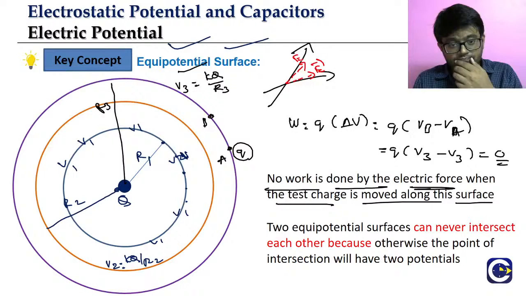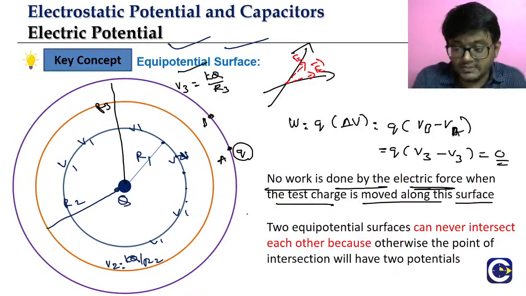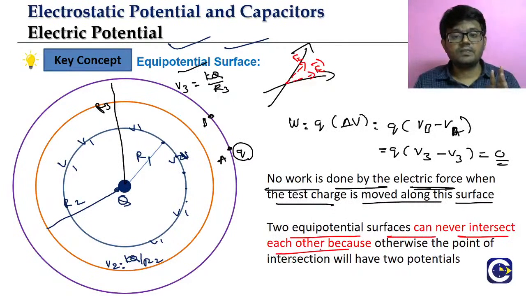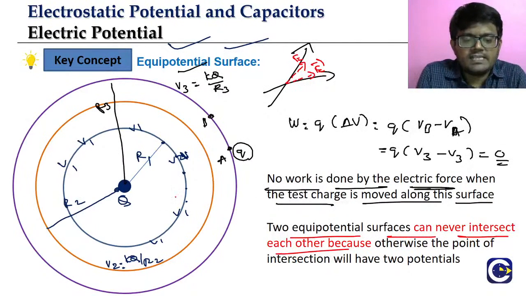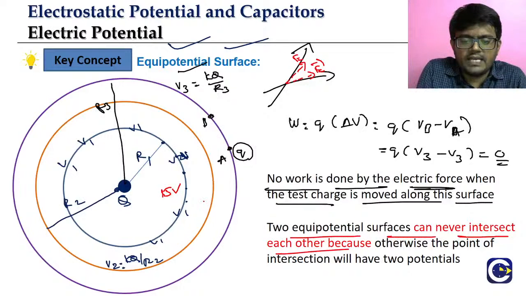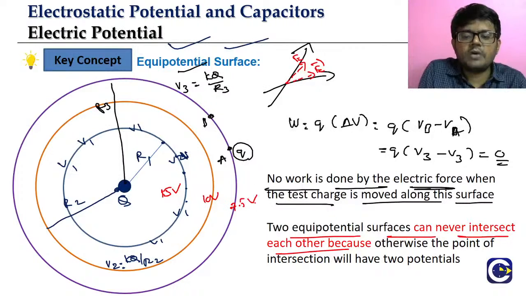In the same way, equipotential surfaces also cannot intersect. Two equipotential surfaces can never intersect each other. Let us say, for example, that the first surface is an equipotential surface of 15 volt. Then on all the points on the surface, the voltage will be what? 15 volt. Surface 2 we say is at 10 volt. Surface 3 is at 7.5 volt.